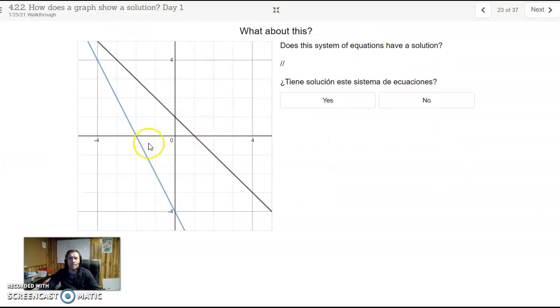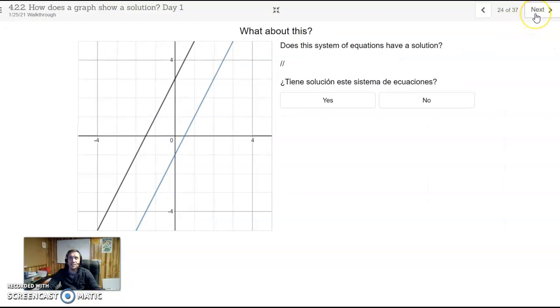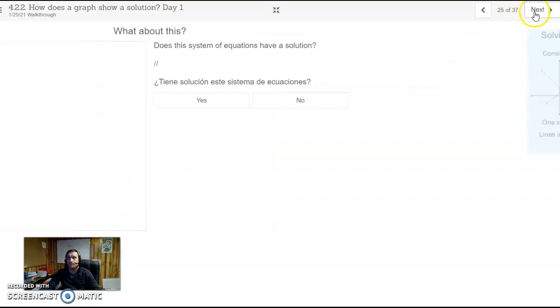Will these ever have a solution? What do you think? Well, the answer is yes, because they will eventually intersect. And so even if you can't see the intersection, if you know they will intersect, you know you have a solution. This is a set of parallel lines. So what do you think? Does it have a solution? Yes or no? The answer is no.